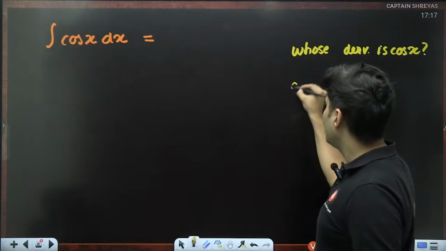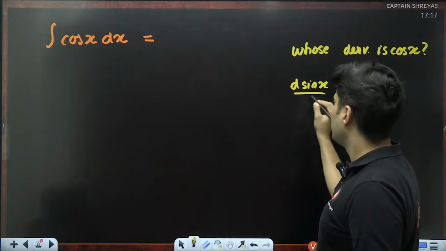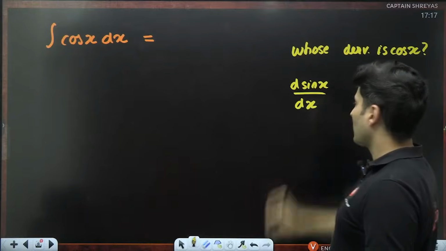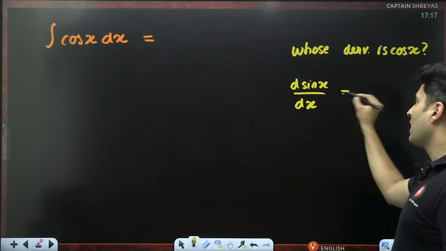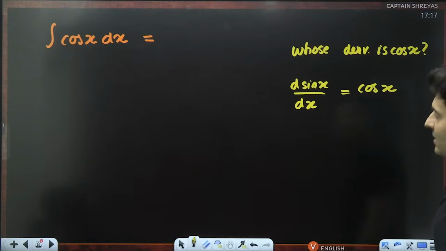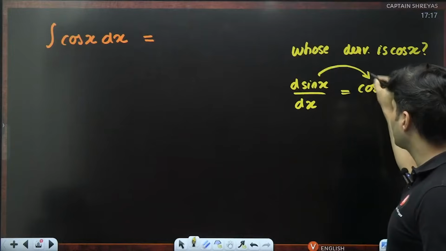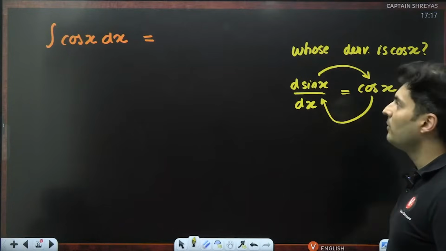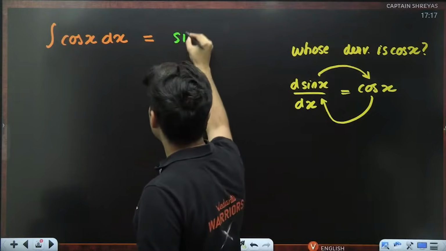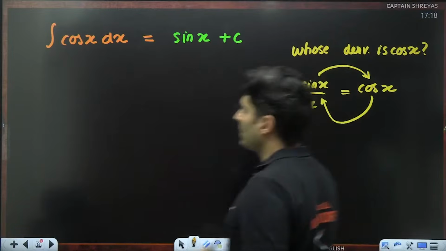Well, if I differentiate sine of x with respect to x, I will basically get cos of x. Correct? So that means differentiating sine will give me cos. So integrating cos will give me sine. So hence integration of cos of x must be sine of x plus c.